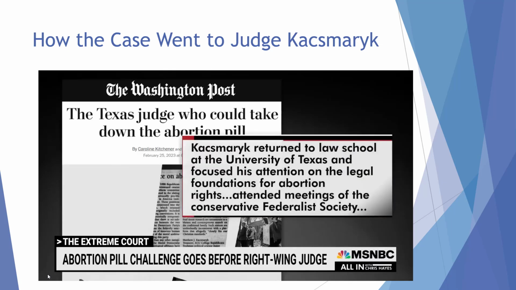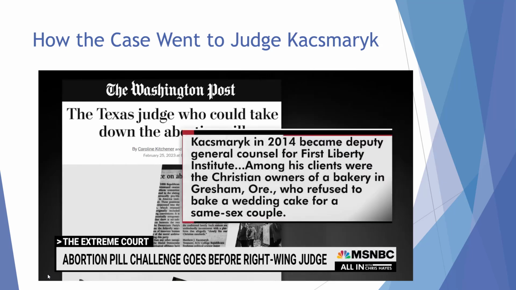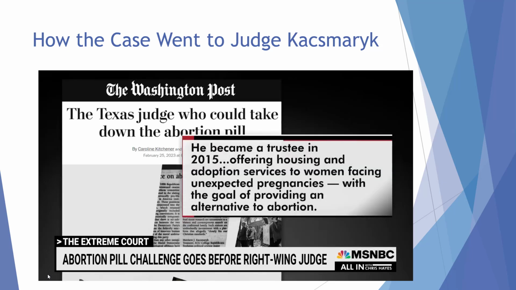During law school at the University of Texas, Kaczmarek focused his attention on the legal foundations for abortion rights and attended meetings of the Conservative Federalist Society. In 2014, he went to work for a conservative legal group called the First Liberty Institute, defending clients like the Christian owners of a bakery who refused to bake a wedding cake for a same-sex couple. The following year, he became a trustee on the board of an anti-abortion organization that offers housing and adoption services to women facing unexpected pregnancies.